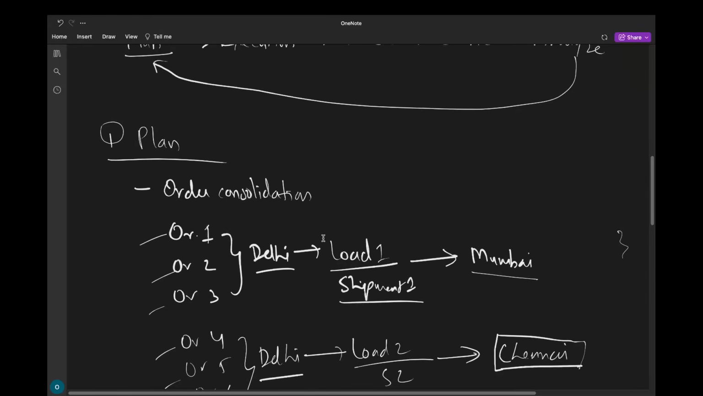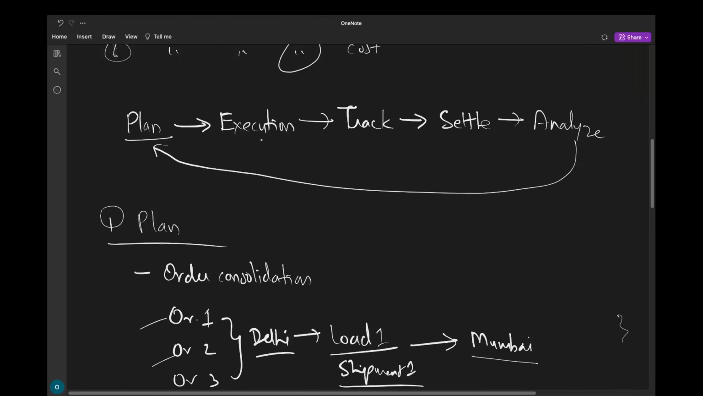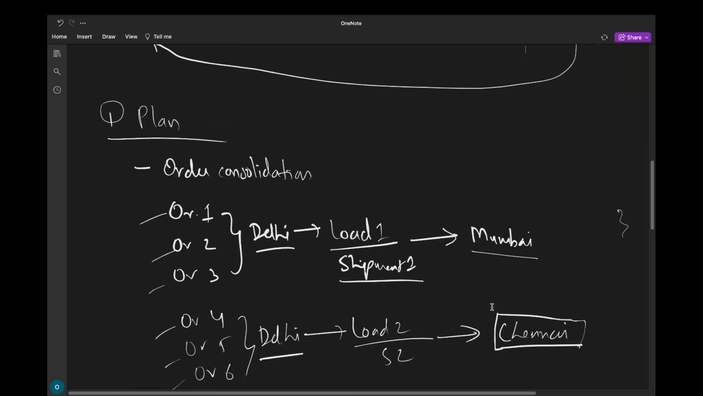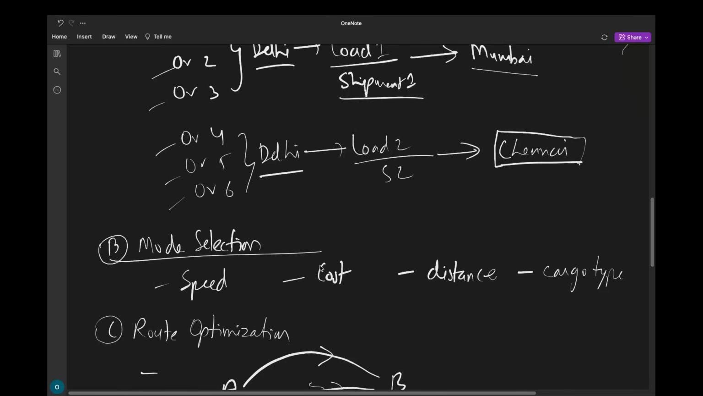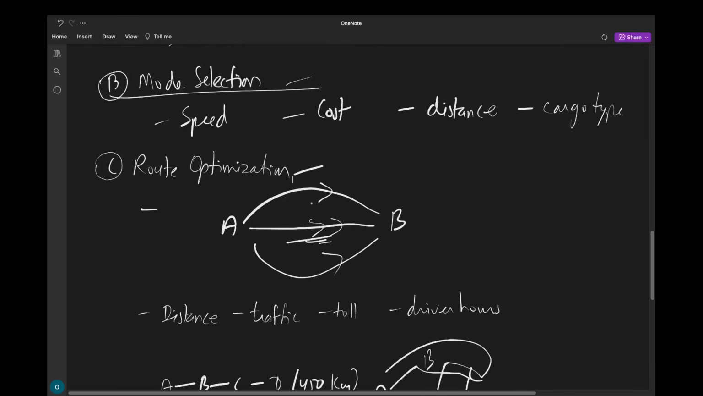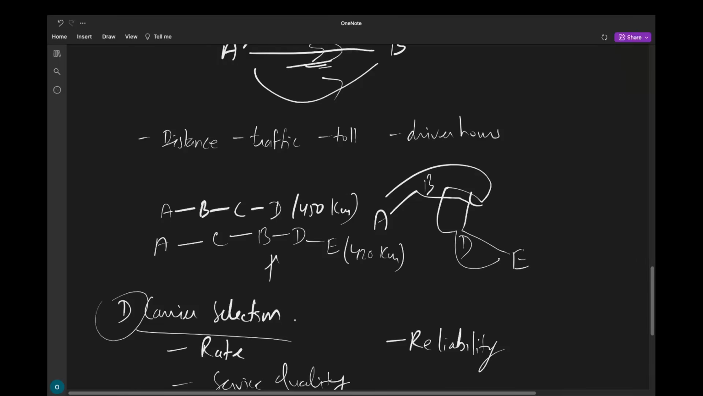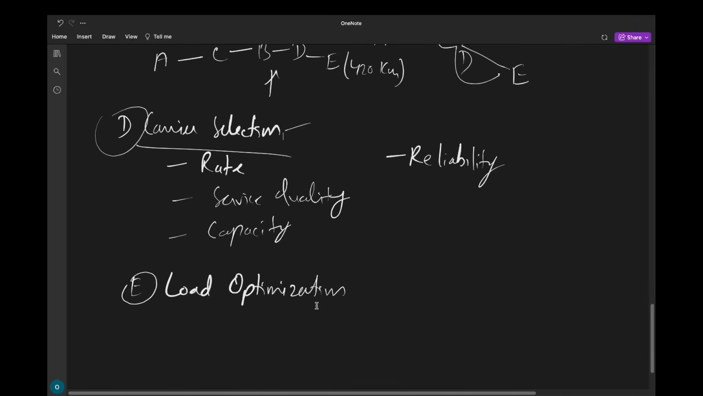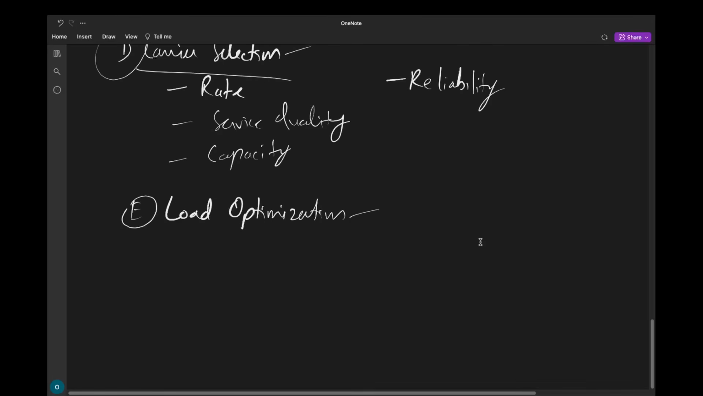Okay. So we have seen this: plan, execute, track, settle, and analyze. Now inside the planning, we have order consolidation, mode selection, route optimization, carrier selection, and load optimization. Okay, now let's see execute. So after planning, we do the execution.